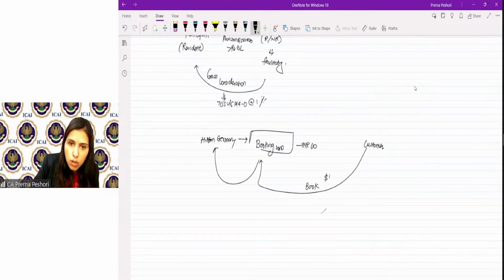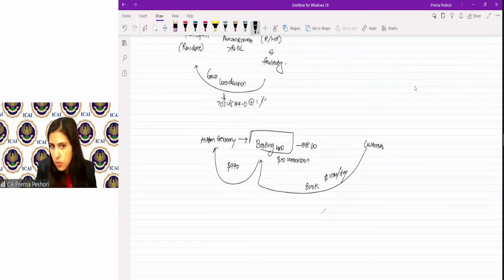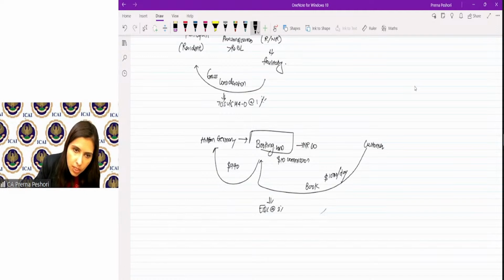Let's say I book for $1,000 per day. Okay. And booking.com will charge, let's say, $10 as commission for facilitating this transaction. And then it will pay the rest, $9.90, to Hilton, Germany. So on this particular transaction, one non-resident e-commerce operator providing the e-commerce supply or services to a person resident in India, equalization levy at the rate of 2% on $1,000.